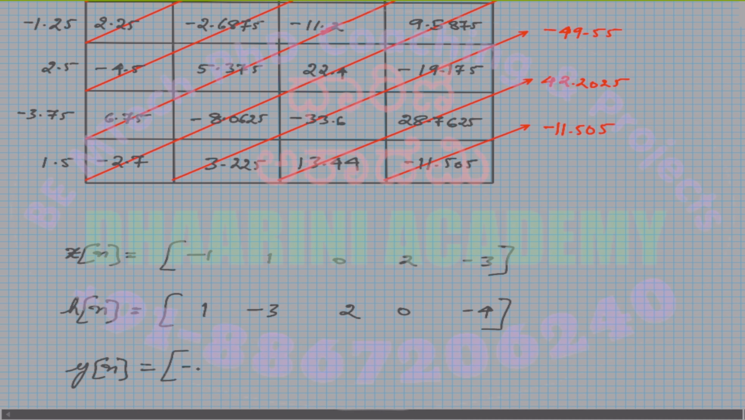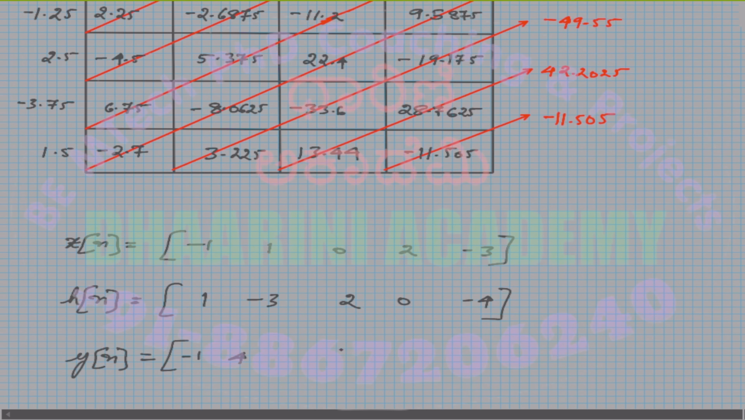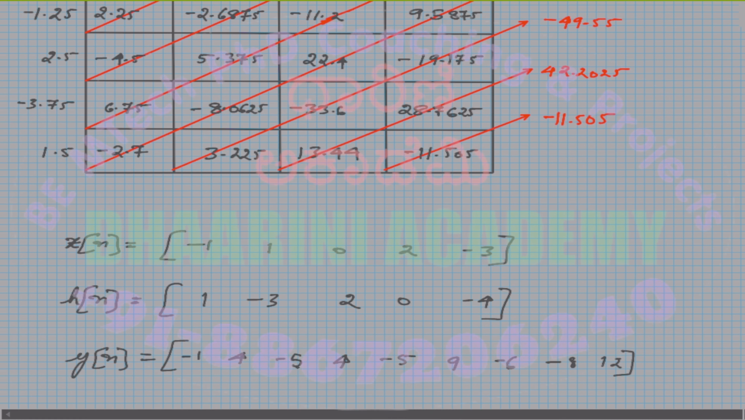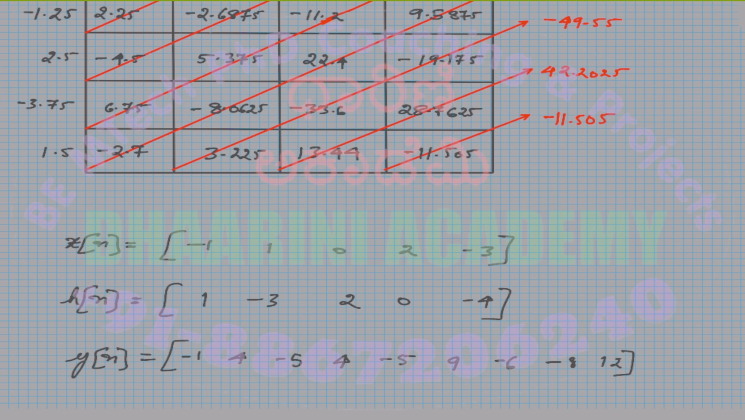y of n is minus 1, plus 4, minus 5, 4, plus 9. Okay, 1, 2, 3, 4, 5 plus 4, 9. Yeah, the expected length is 9.